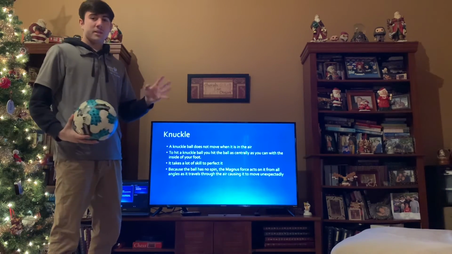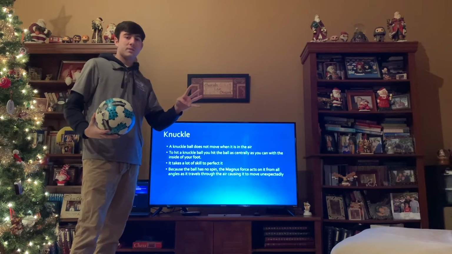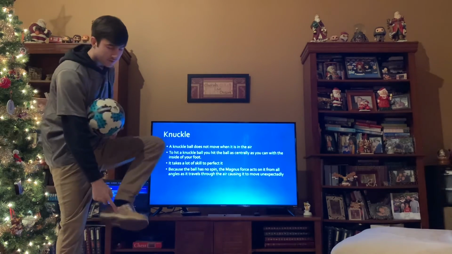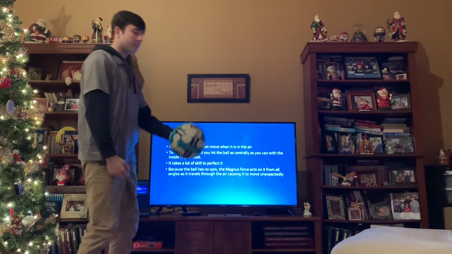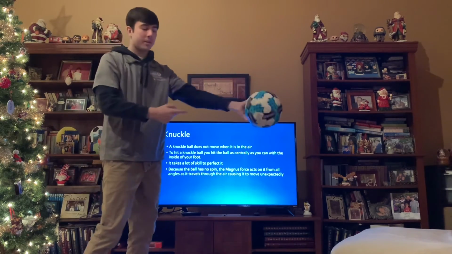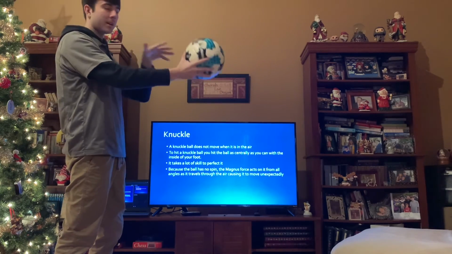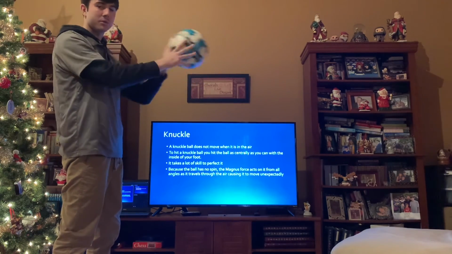So thank you for listening to all 4 of the different ways you can move a ball through the air. Remember, it's the curve with the inside of your foot and the outside of your foot, the dip, where the ball is struck from underneath, and a knuckleball, where you hit it directly in the center so that the Magnus force acts on it from all over, causing it to move unexpectedly.